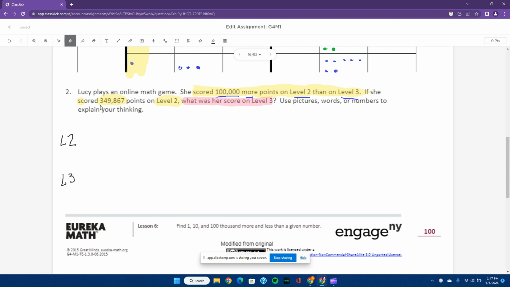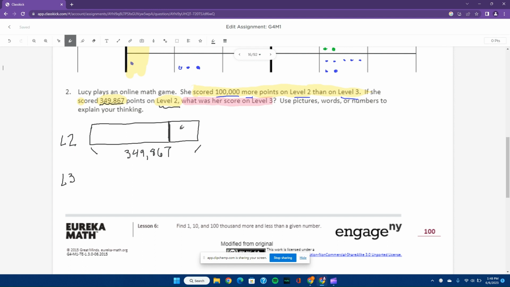Okay? So they tell us how many points was scored on level 2. So if I were to use this area model or this rectangle to show level 2, I know that there was a total of 349,867 points.